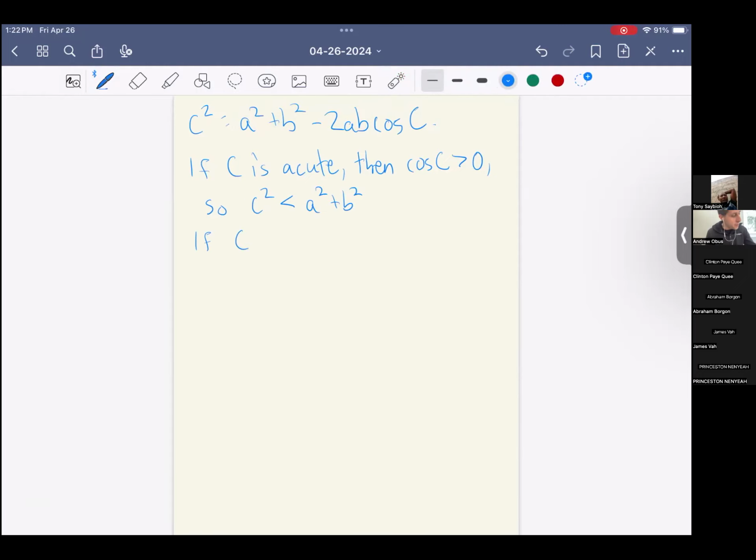On the other hand, if C is obtuse, it's bigger than 90 degrees, then cosine C is less than 0. So in this case, the cosine law is going to tell us that c squared is greater than a squared plus b squared, right? Because it's going to be a squared plus b squared minus something negative. So we're going to be adding it.